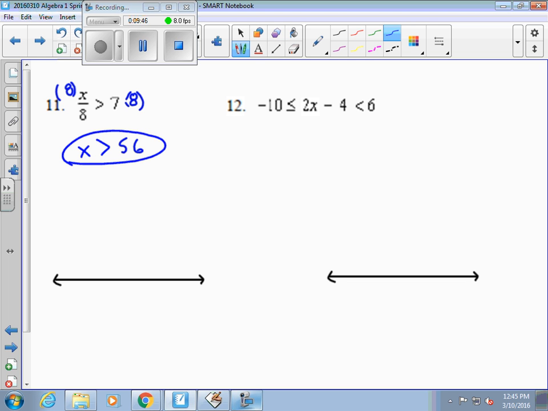So when we graph this, we want to show two numbers. We know we need the number 56. Just show its relation with 0. Show it's on the right side of 0 where you know you're not dealing with a negative number.